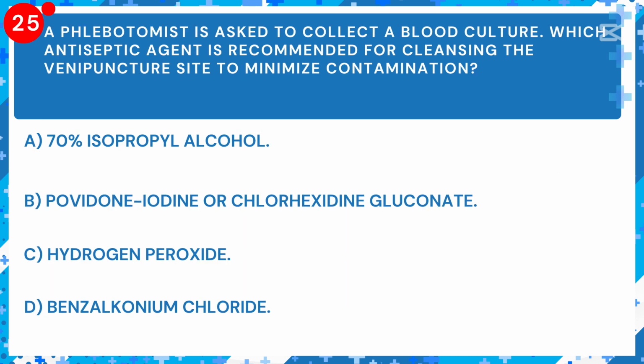Question 25. A phlebotomist receives an order for a blood culture. Which antiseptic agent is recommended for cleansing the venipuncture site to minimize contamination? A. 70% isopropyl alcohol. B. Povidone iodine or chlorhexidine gluconate. C. Hydrogen peroxide. D. Benzalkonium chloride.